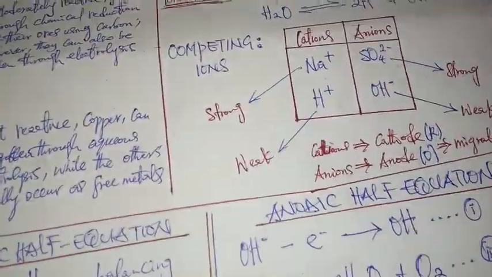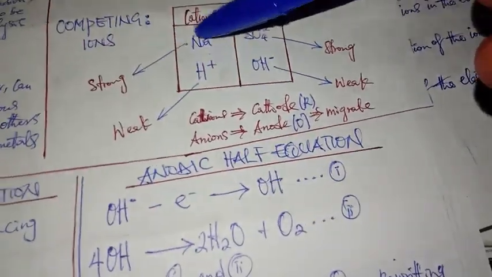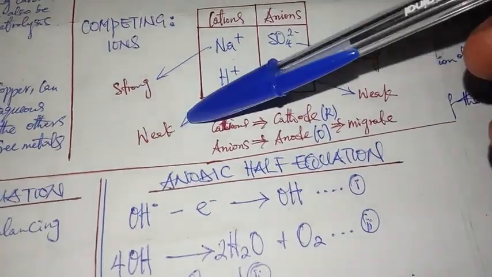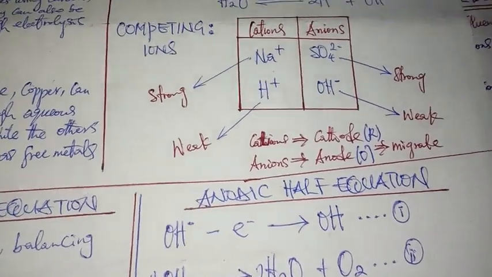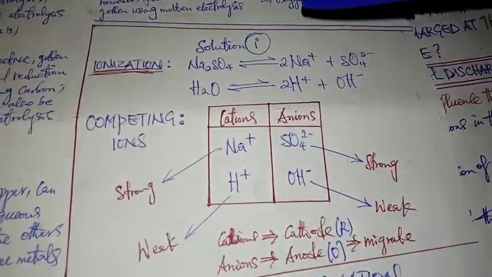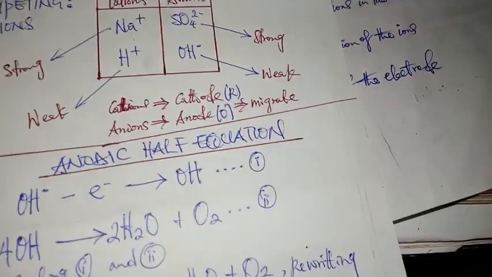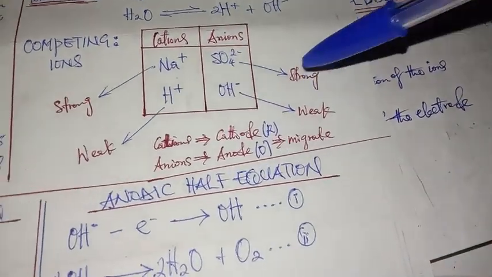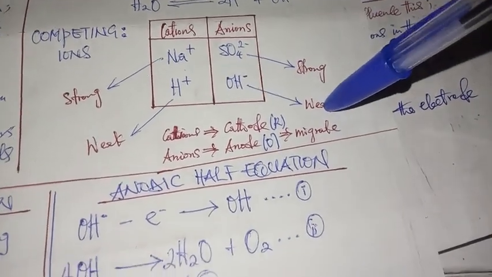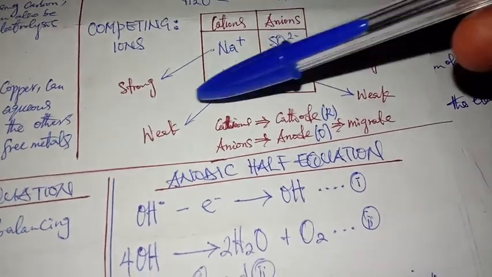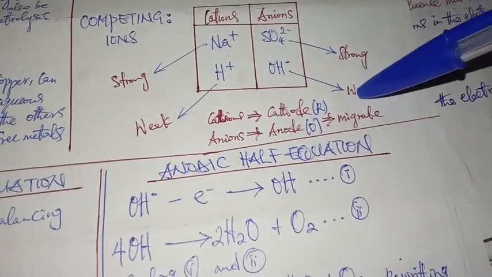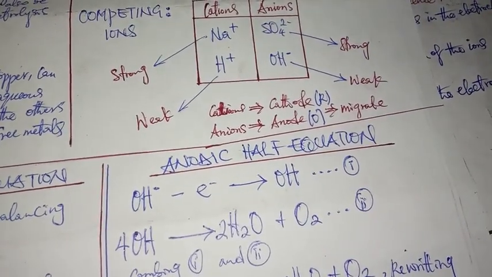One will look at our electrochemical series. We are going to say that sodium is stronger than hydrogen. So we label sodium strong and we label hydrogen weak. When we look at our anion electrochemical series, we are saying that sulfate is stronger than hydroxide, hence we label sulfate strong, we label hydroxide weak. Now we move forward. The weak ones will be discharged while the strong ones will remain in what? Solution.